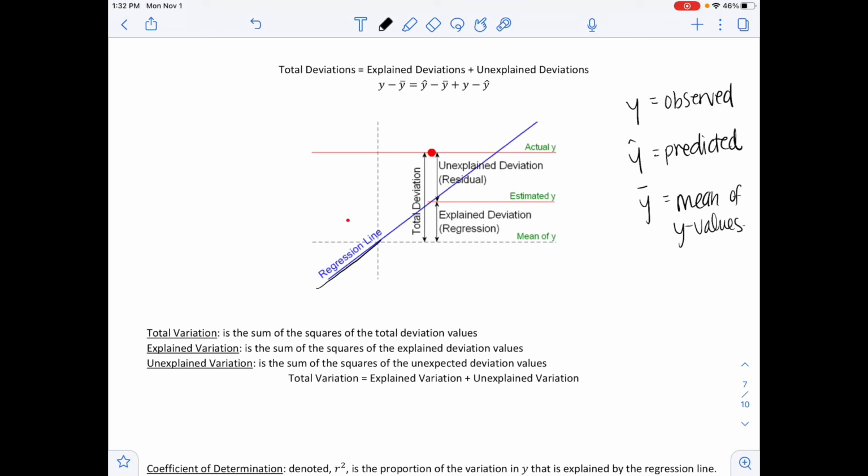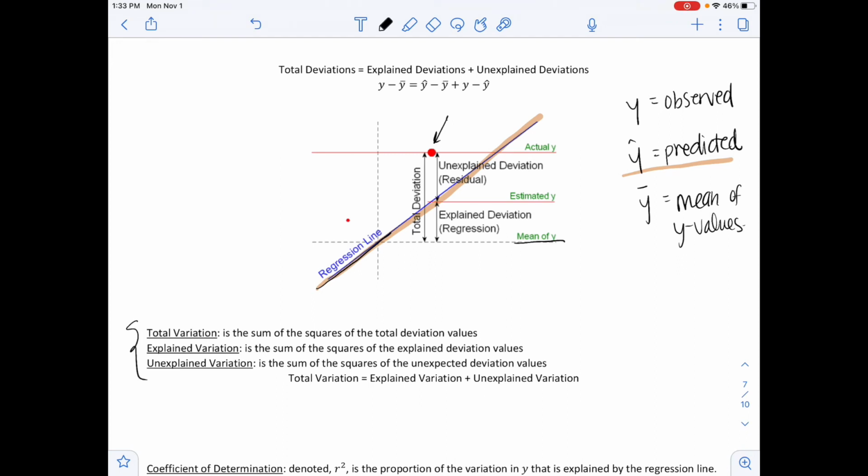We are given our regression line, and that regression line is going to give us our predicted values. Those predicted values will be given on that regression line. And then we have our mean, which has to be calculated, the mean of y. And then we also have our observed value, which is our actual data value here. You can see the unexplained deviation is the difference between the actual and the estimated, which is the predicted, or y hat. Then we have our explained deviation, which is between the predicted and the mean of the y values. And adding those up together gives our total deviation.